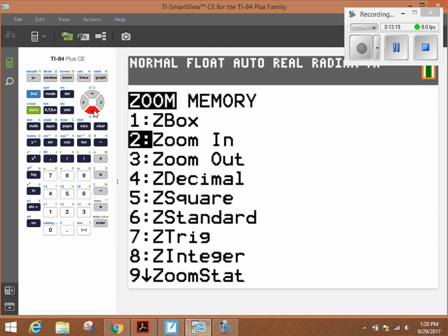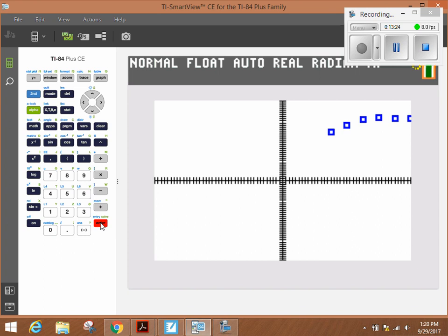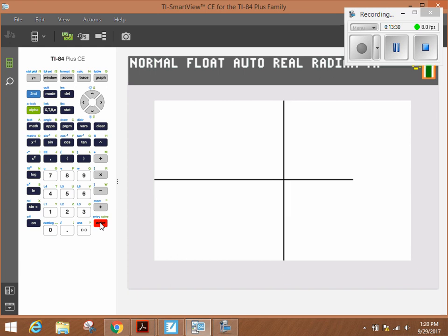So I'll hit zoom and then go out. And I'll just leave that right there at the origin. And we're starting to get a bigger picture of it. And then we'll zoom out again. And there it is.